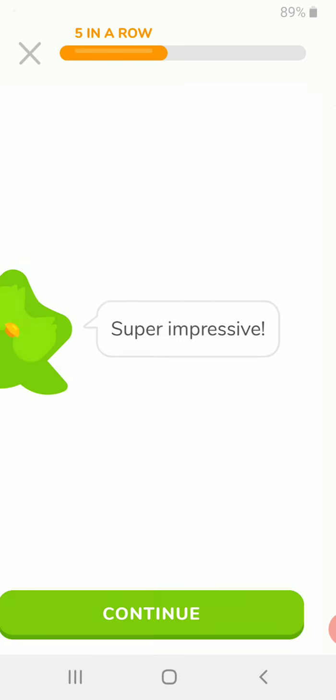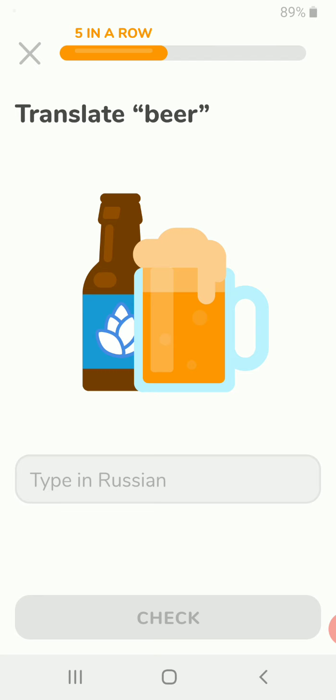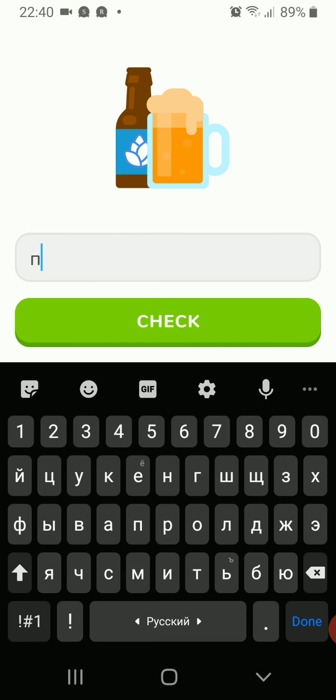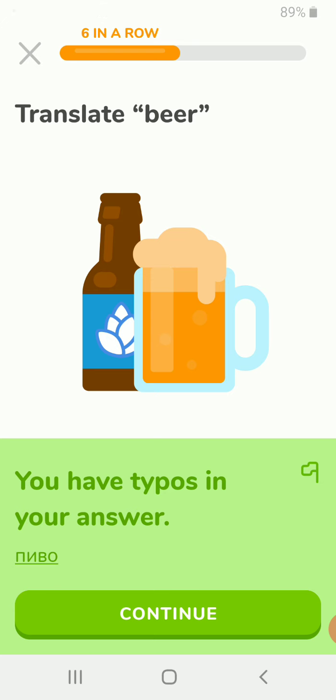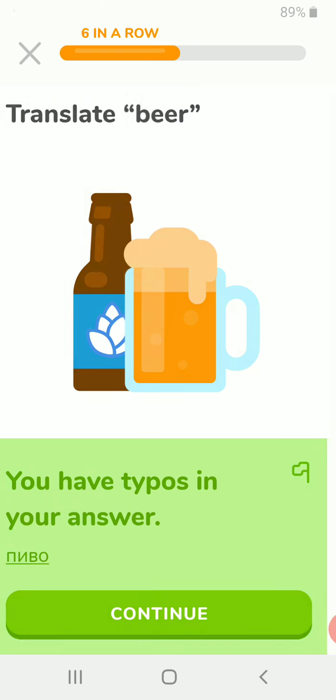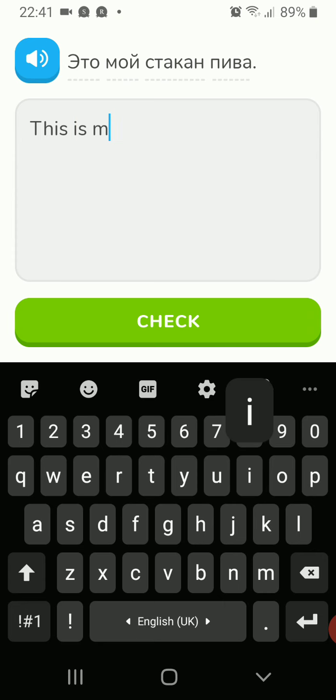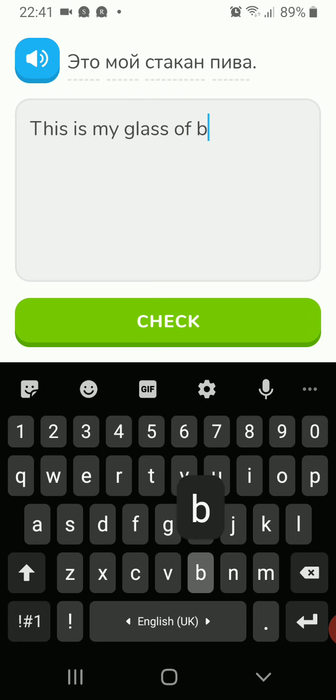Good. And beer. How do you say beer? Пиво. I remember, пиво, but you write it like this. Это мой стакан пива. So, this is my glass of beer. So, let's write it. This is my glass of beer.